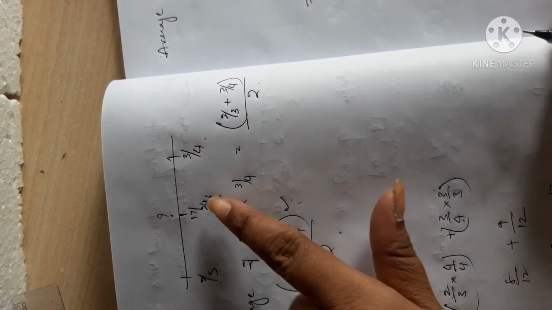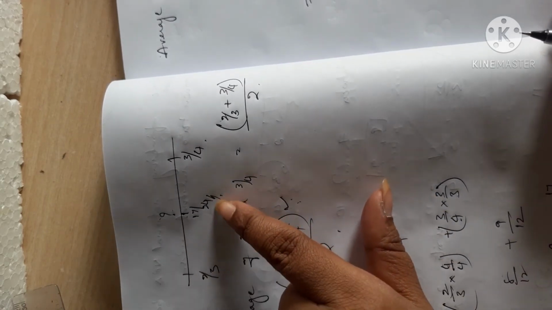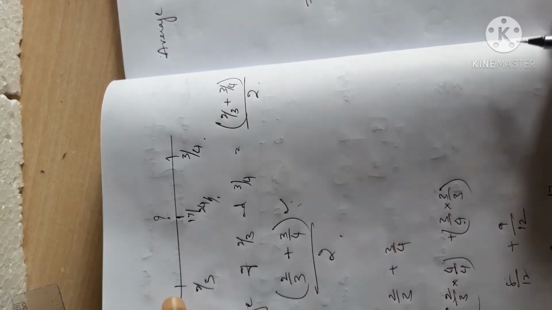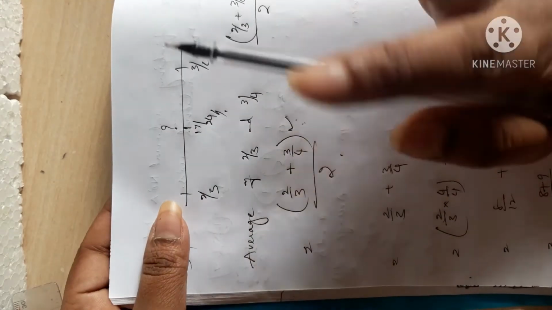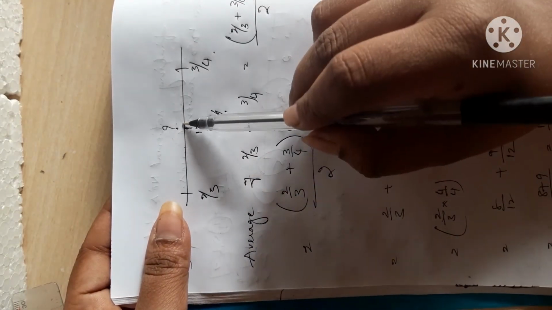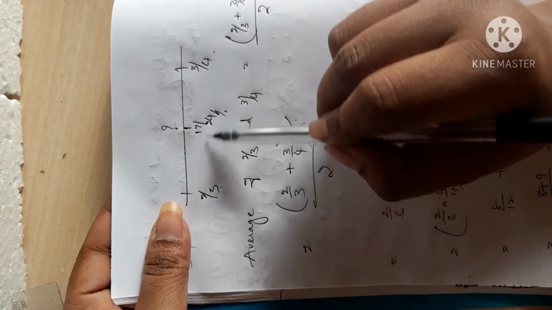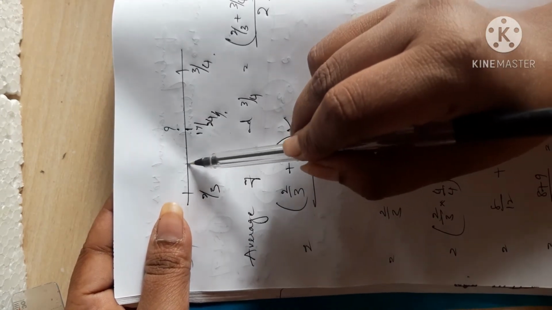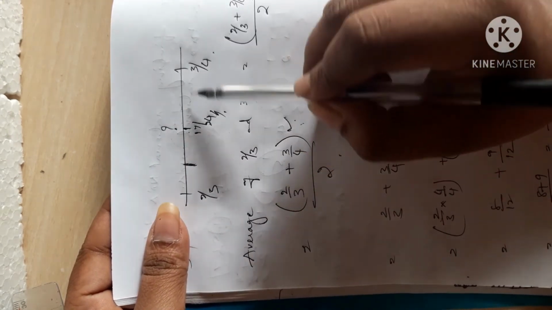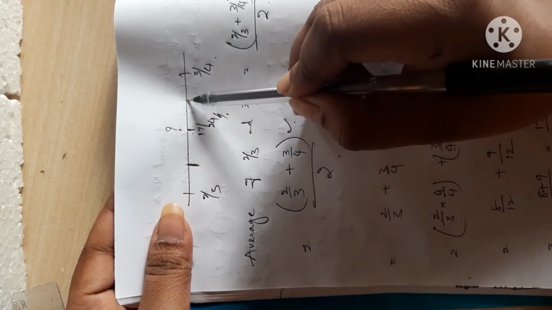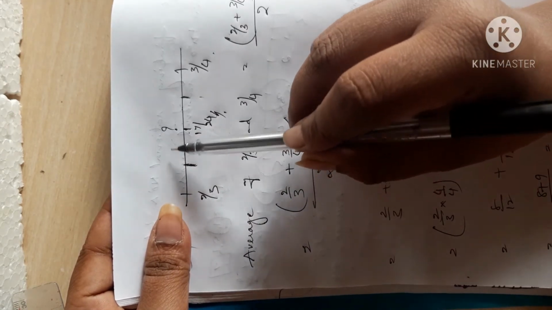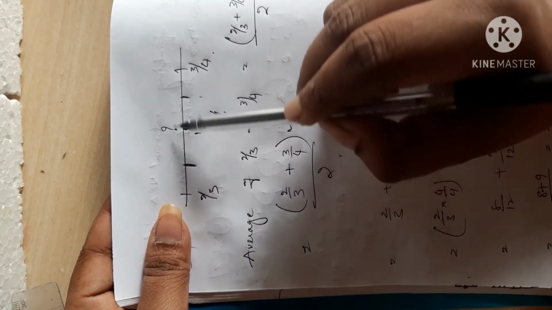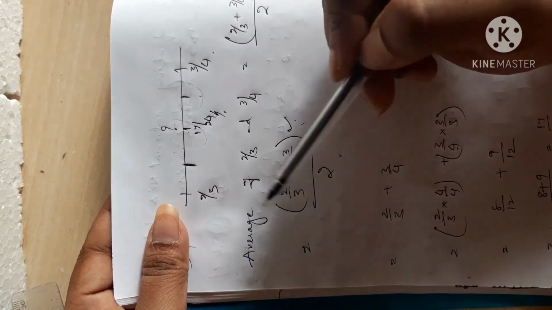So we got one value. If he asks three numbers, I have written only one. So again take the average of these two, you will get another number here. Again take the average of these two, you will get one more number here. So how many numbers have you calculated using these two? 3 numbers. Okay, this is the method.